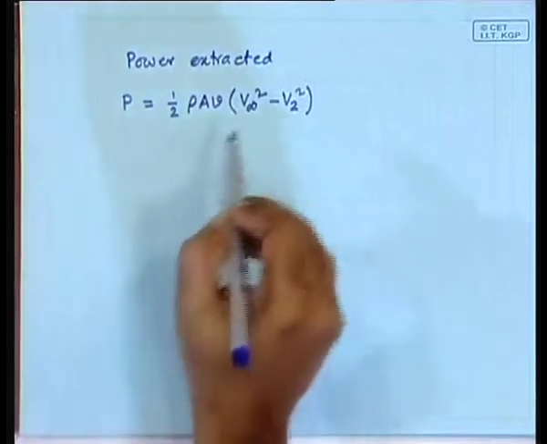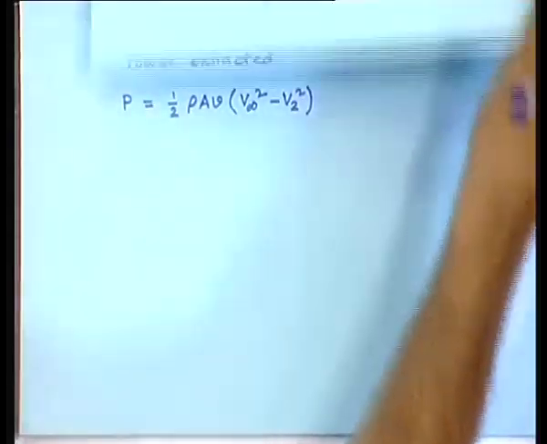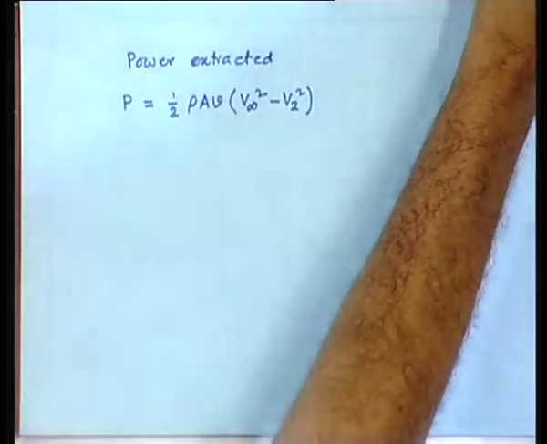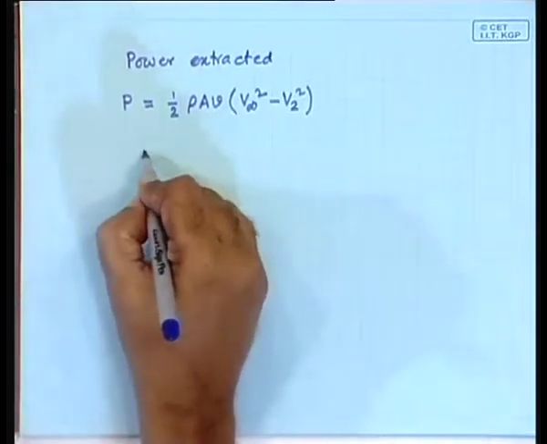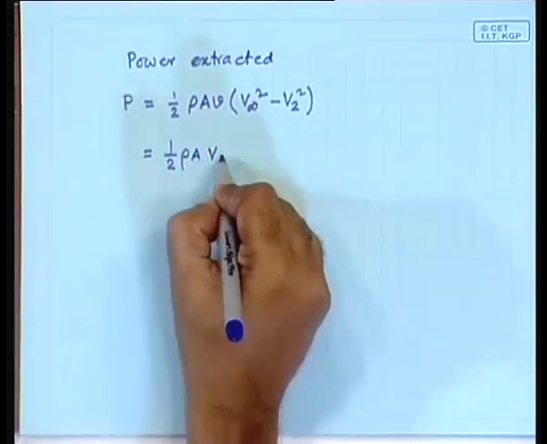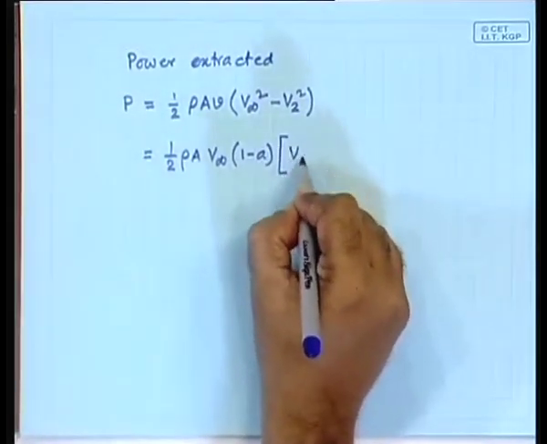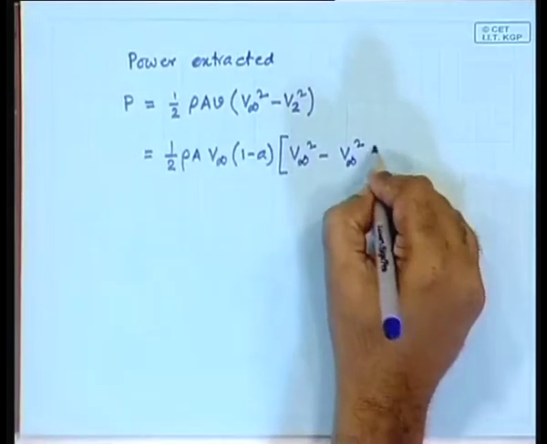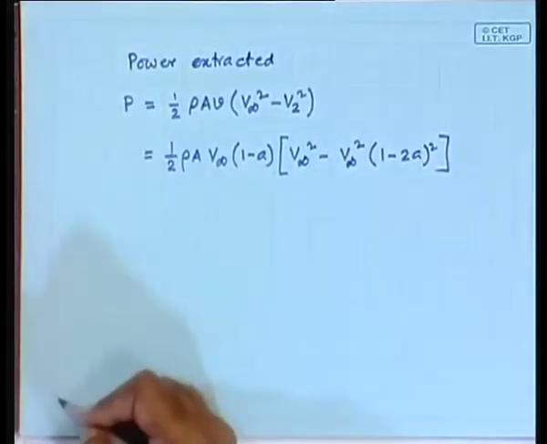Okay. So, what we will do is we will substitute here the expressions we already know for V and V2 into that expression. So, you have half rho A, V is V infinity into 1 minus A, and this is V infinity square minus V2 square, which is V infinity square into 1 minus 2A whole square, right.